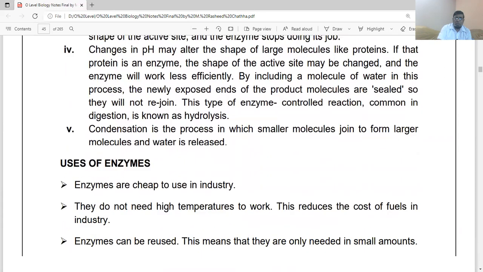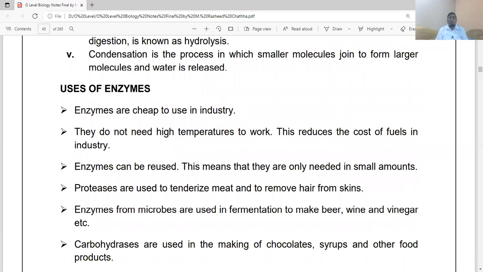Now the last topic of this main topic, enzymes, is the uses of enzymes. So enzymes are cheap to use in industry. They do not need high temperature to work, so this reduces the cost of fuel in industry. Enzymes can be used again and again. This means they are only needed in small amounts.